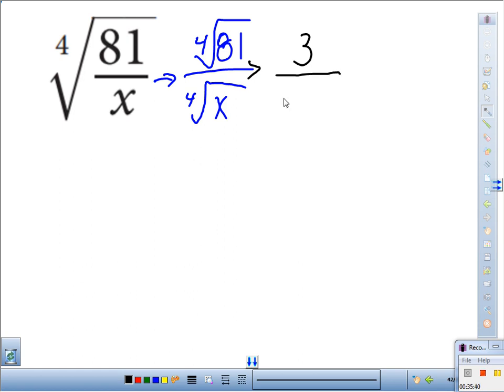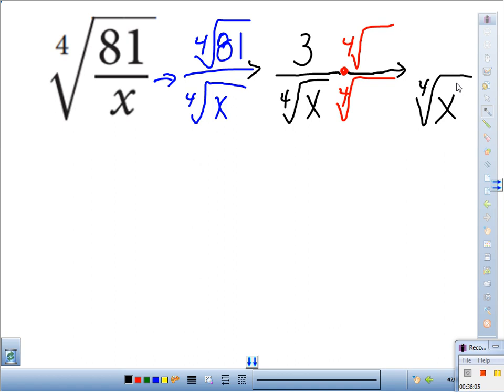Okay, I bring this over. Fourth root of x. However, we cannot leave the denominator with a radical. That means we need to multiply top and bottom times fourth root of something. Now, here's the part where some get confused. I need to get fourth root of x to the fourth in order to cancel these. Is that correct? So, what number times x to the first gives me x to the fourth? X to the third. So we need to multiply top and bottom times fourth root of x to the third.